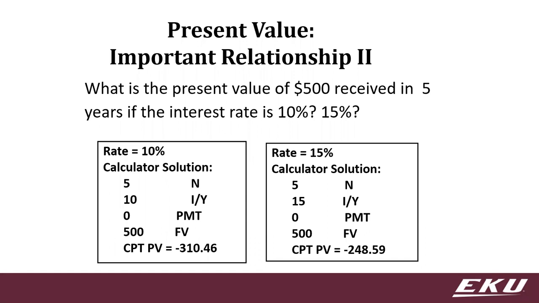All right. And then this is just to show how if the interest rate were to change. So if the interest rate goes up, you notice that this number is smaller. I know it's negative, but if you take the absolute value, in this case, I pay $248. In this case, I pay $310. So the discount rate makes the absolute value of the present value smaller.